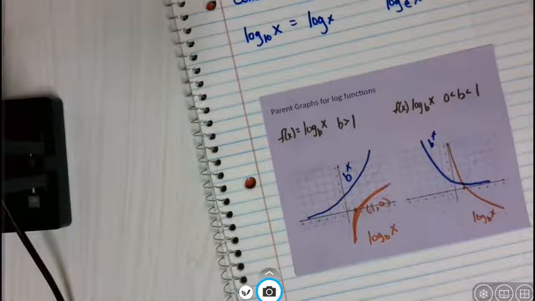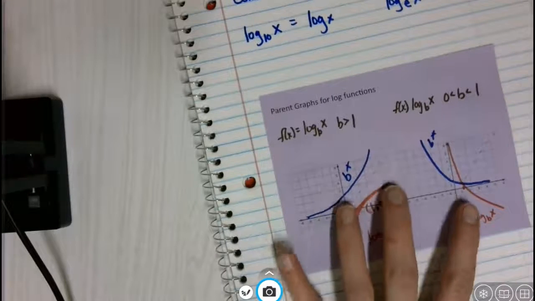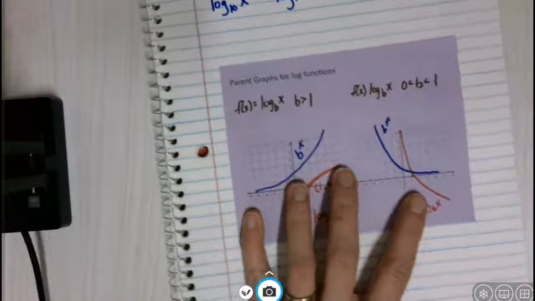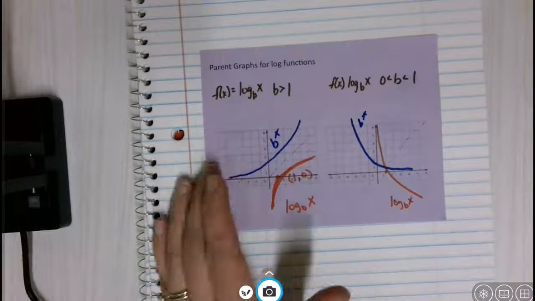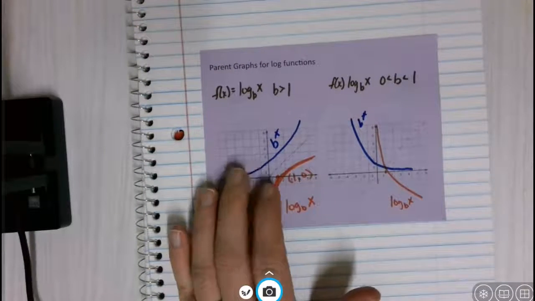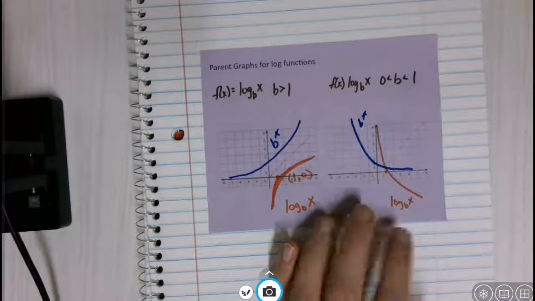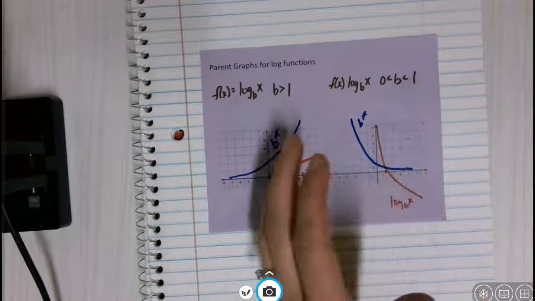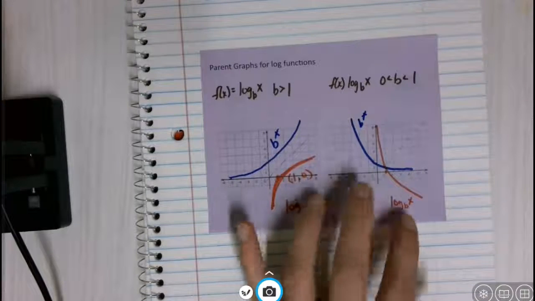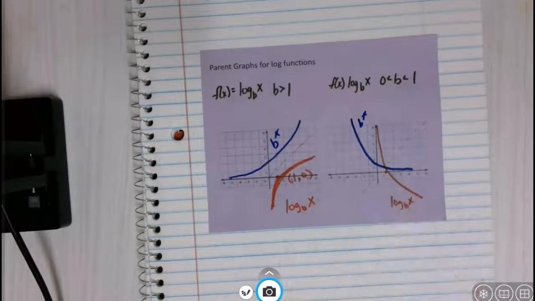From here, I want you to look at what the domain and range have done and what those really look like. When we looked at our exponential functions, our domain was all real numbers. Well, now our range is going to be all real numbers. And our asymptotes have changed from the x-axis, and they are now the y-axis. Since we're dealing with those inverses, we can use that information to help us as well.